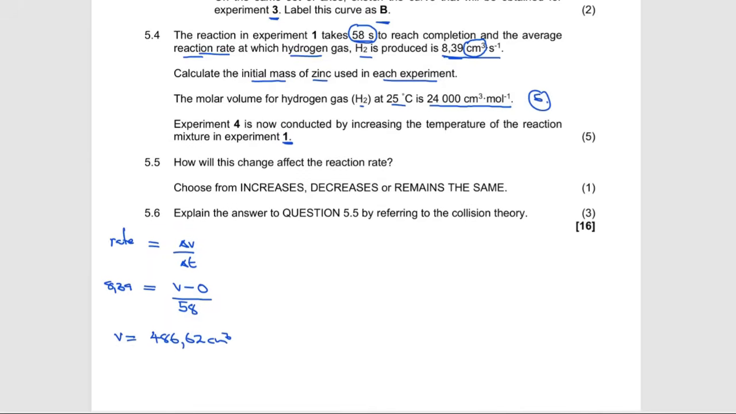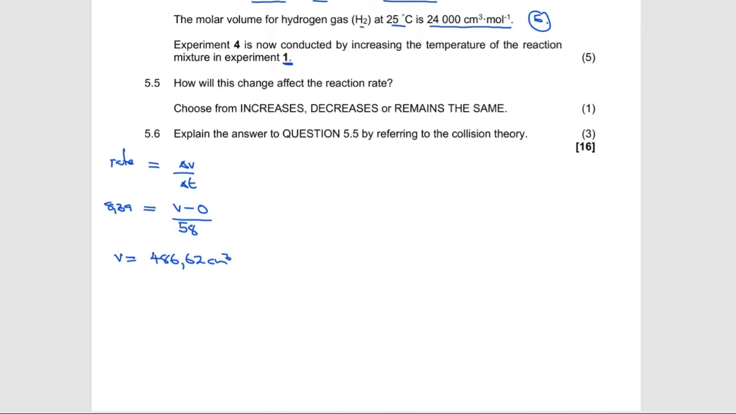Then after that, I'm going to proceed and calculate the number of moles. In terms of our number of moles, n is equivalent to V all over Vm. So the number of moles is equivalent to the volume that we got, which I'm going to substitute here, 486.62 all over the Vm. We're given that the molar volume of hydrogen gas at this temperature is 24,000, so I'm going to use that 24,000 at the bottom.